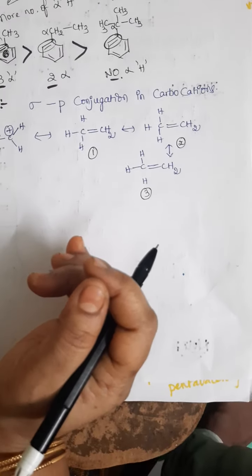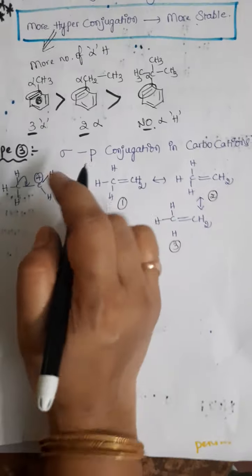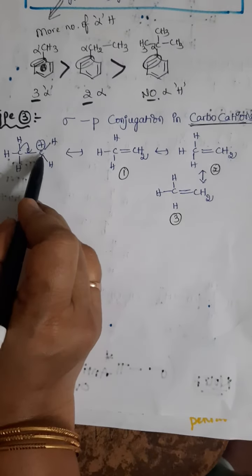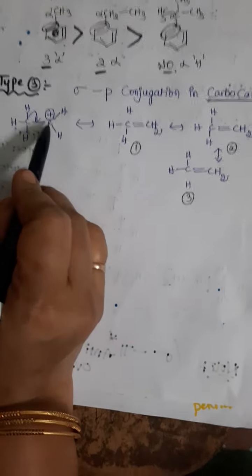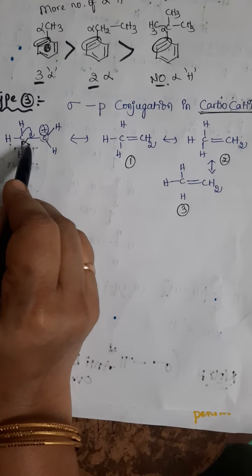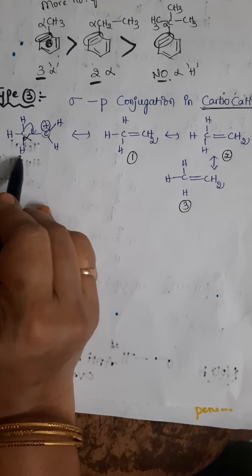Let us see type 3, students. Here sigma-pi conjugation is involved in what? Carbocation. Carbocation means a positively charged carbon. This is the species. Okay. So with respect to this positively charged carbon, this carbon we can consider the alpha carbon. Alpha carbon is bearing the 3 hydrogens.